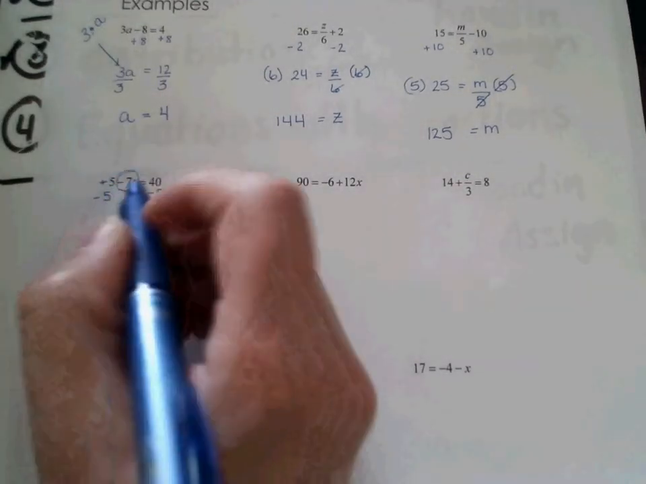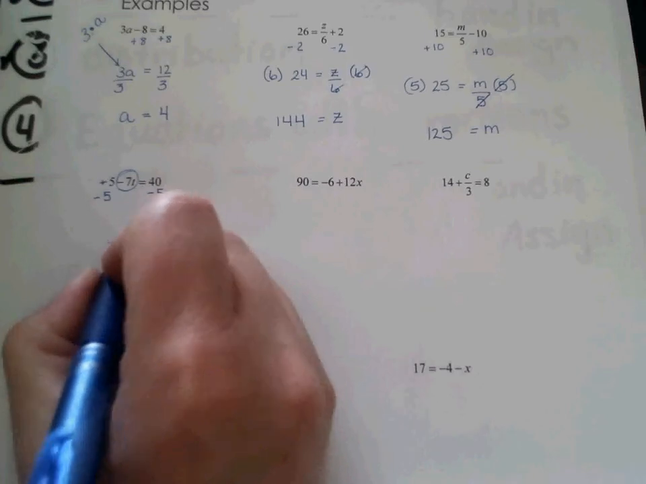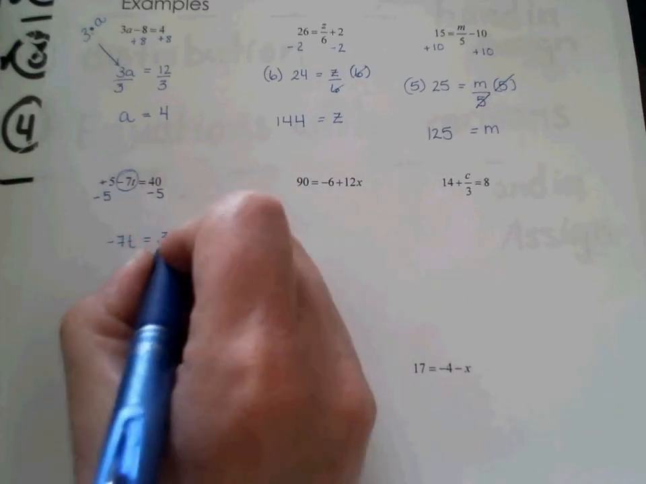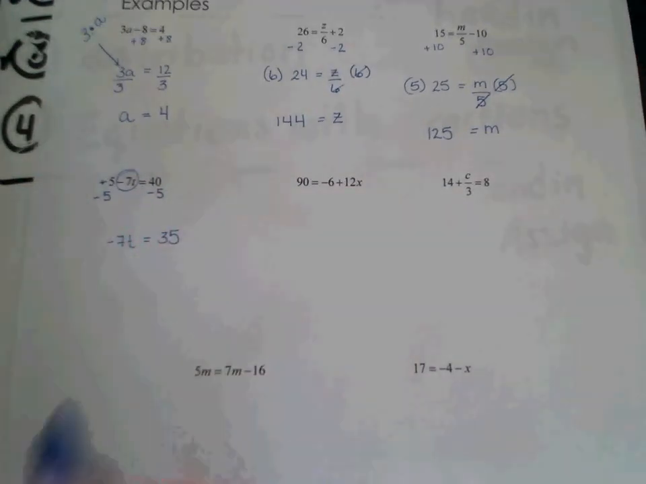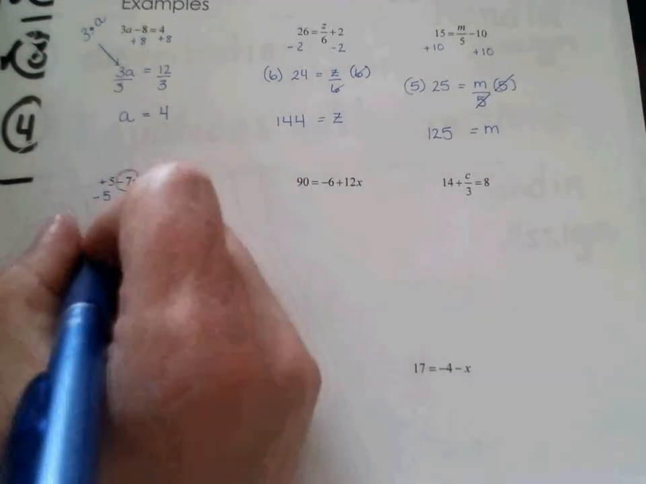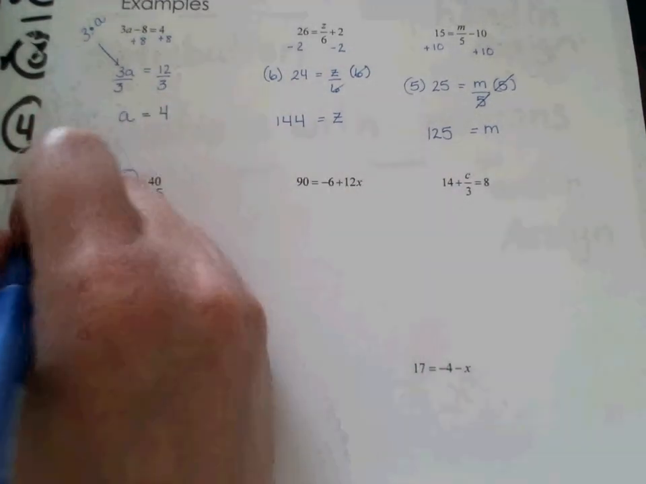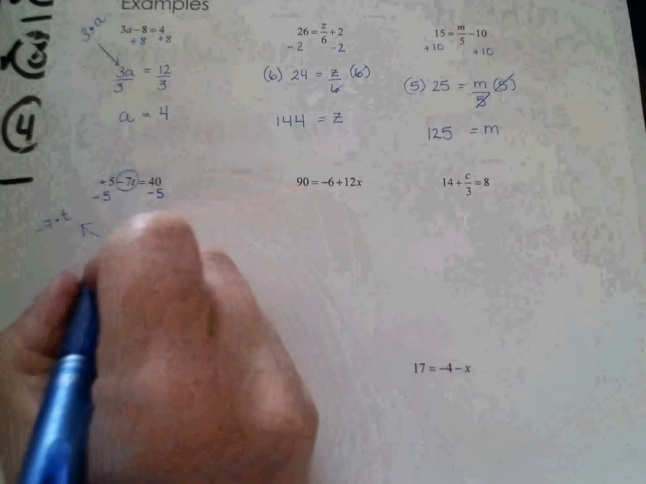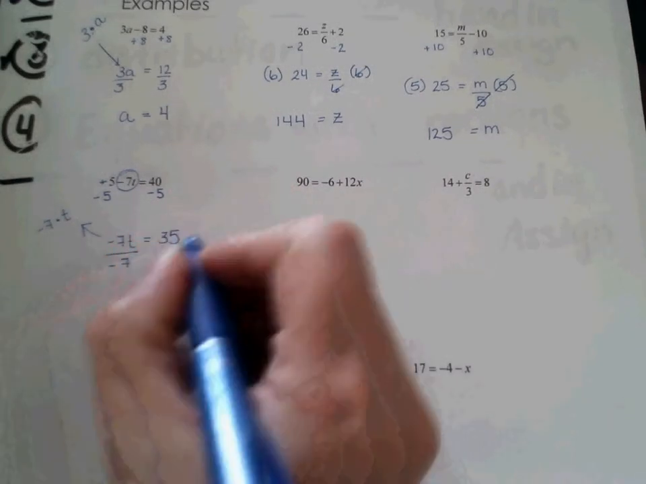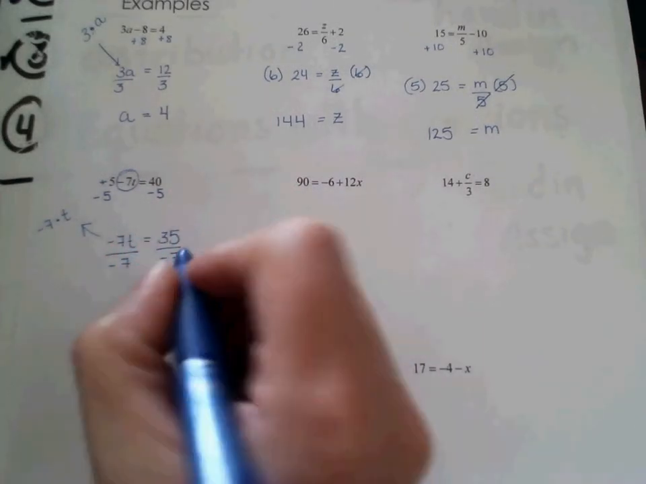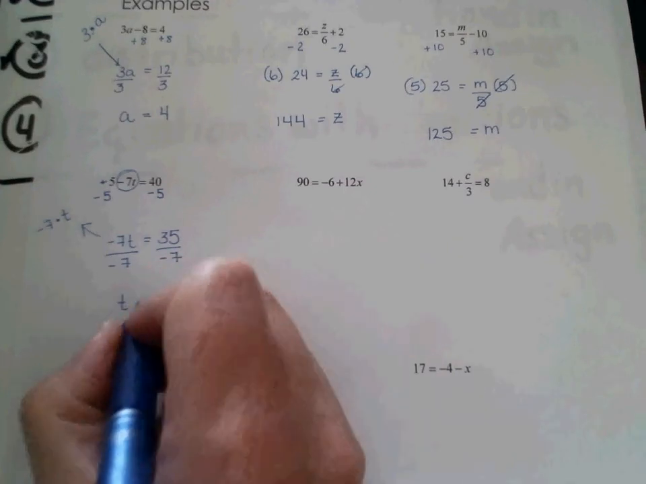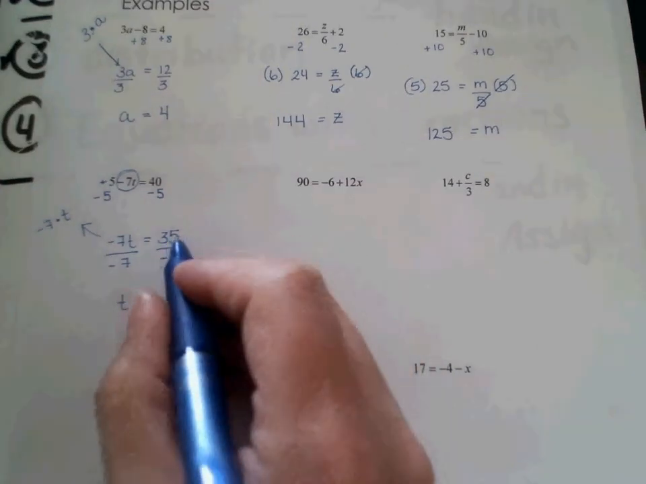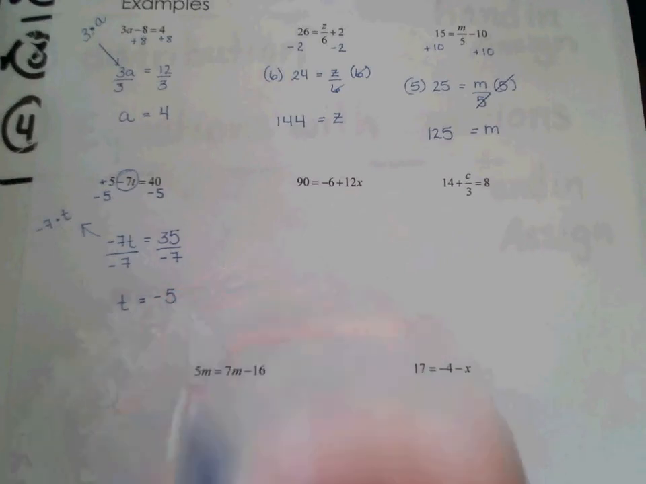Now, on this side, I'm left with a negative 7t. That's okay. Just make sure you don't lose that negative. All right, so now the operation here, I'm just going to write this off to the side. So this would be negative 7 times t. It's not an add, it's a multiply by a negative number. So we're going to divide by a negative number. So negative 7 divided by negative 7 is a positive 1. And this will leave me with a negative 5.